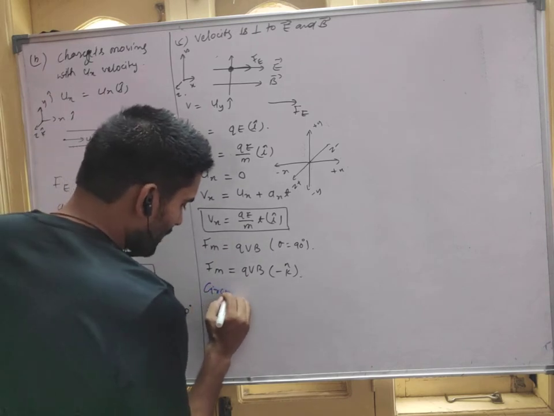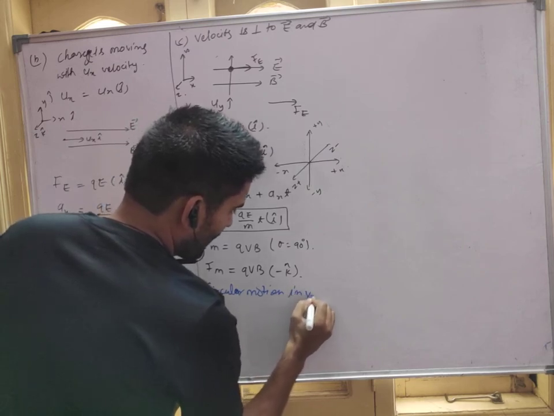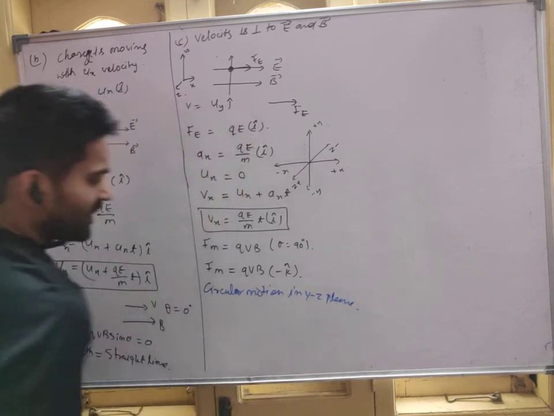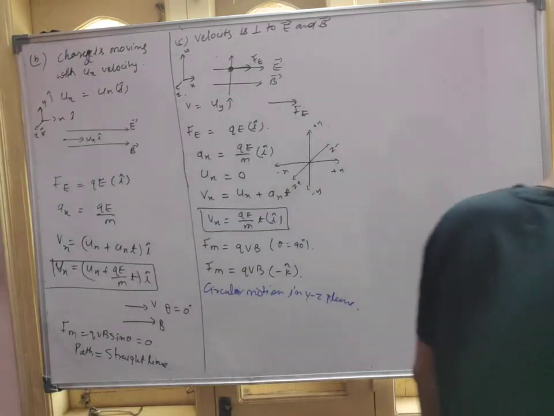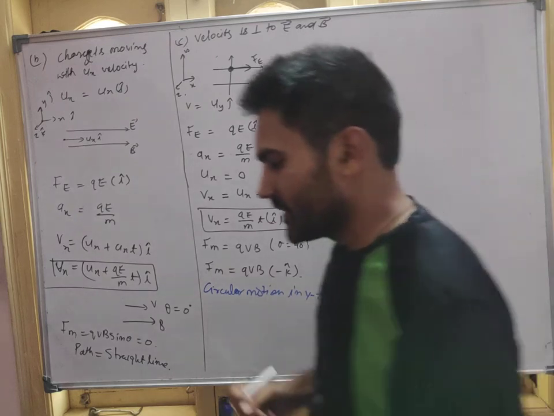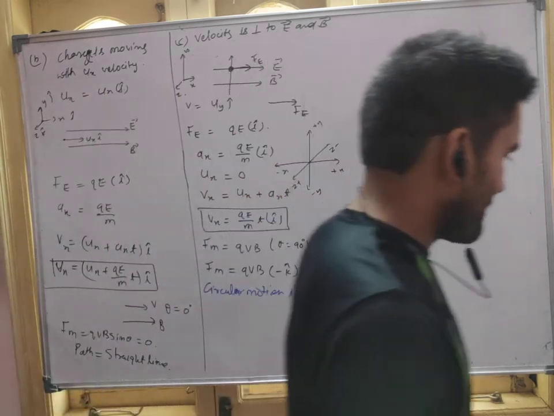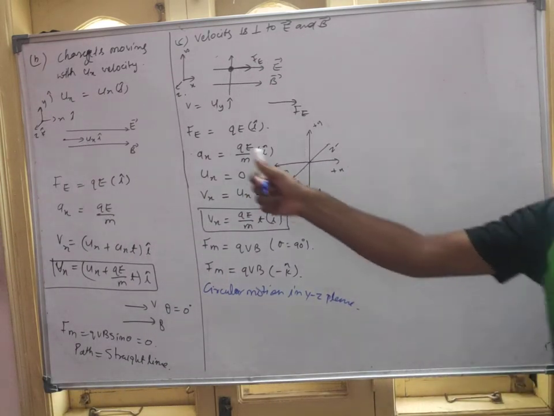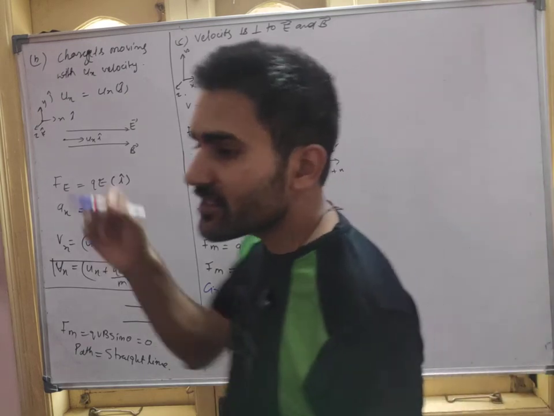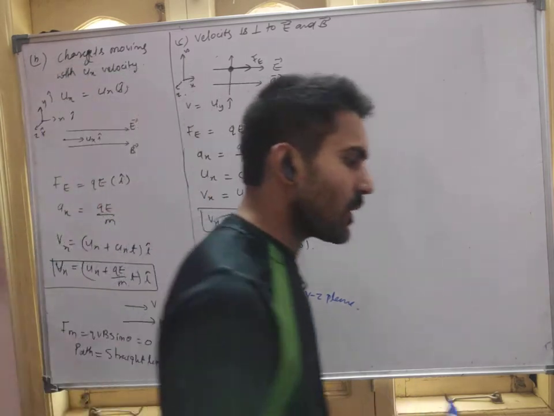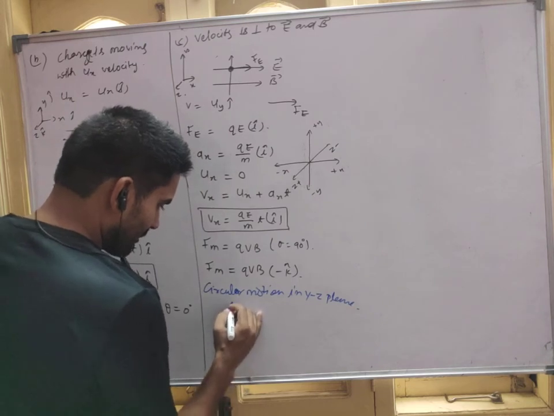So circular motion in the YZ plane. Can you tell me what will be the actual path of the charge? See, is it moving in the forward x direction? Yes, it is moving in the forward direction, and it is circulating also. Don't you feel it is a helical path? Yes or no?